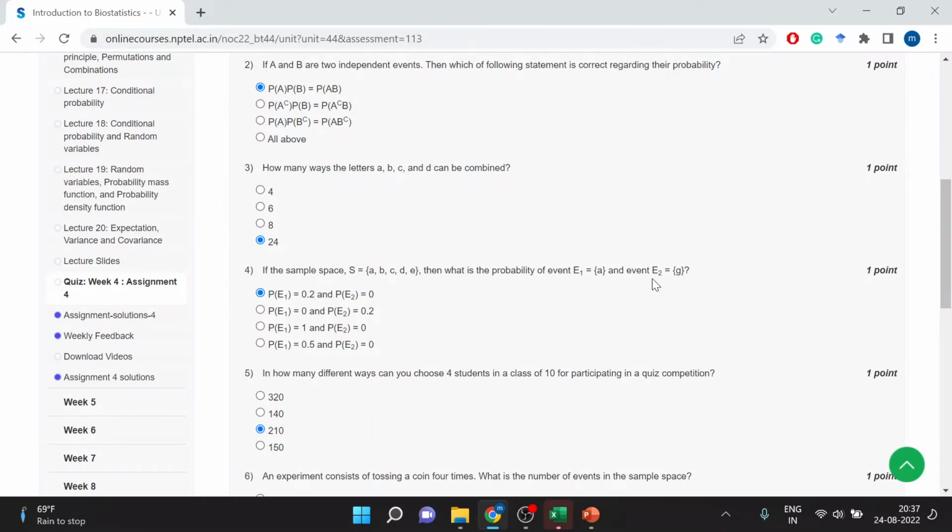And what is the probability of event E2 occurring? E2 is G. G is not in the sample space, so it cannot occur. So the probability of E2 happening is 0.